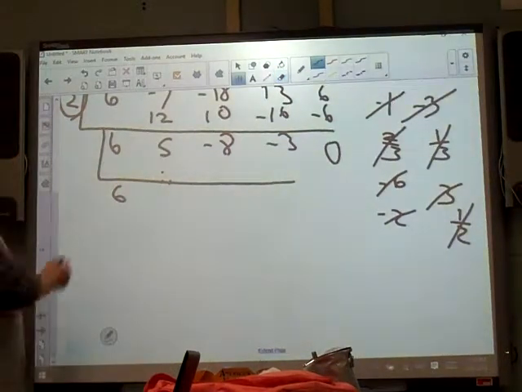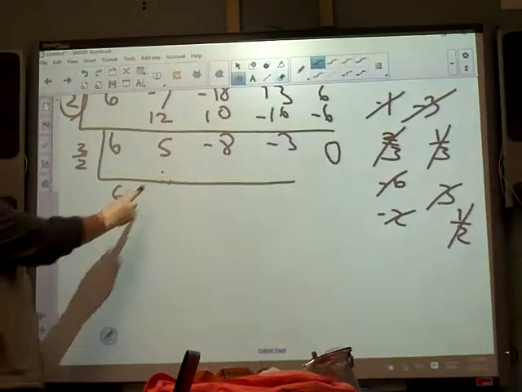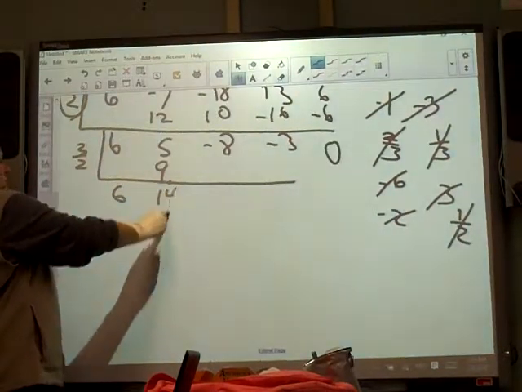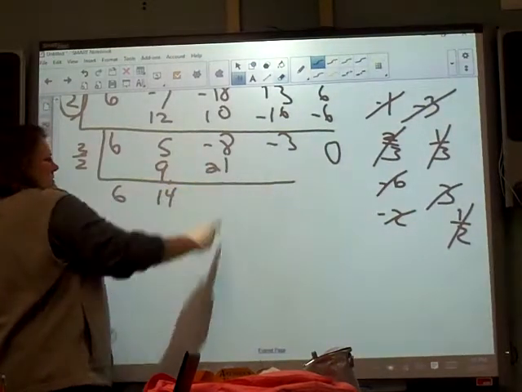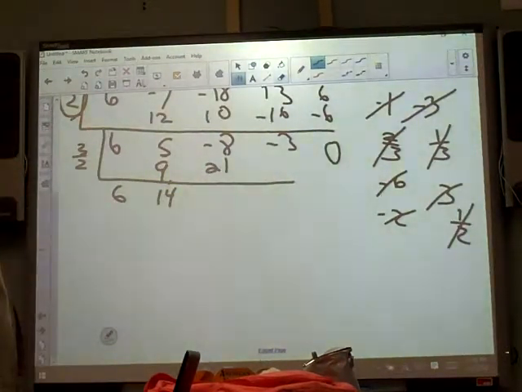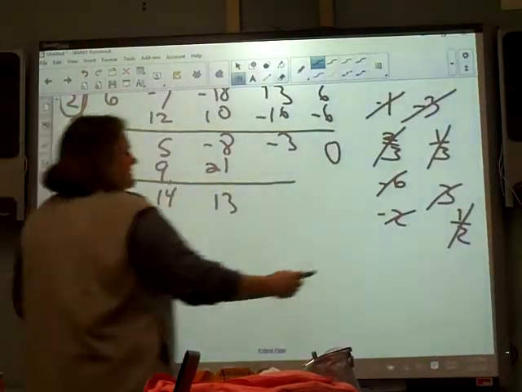3 halves. That is 9. 9 and 5 is 14. That is 21. Is that 13? And that's not 3. So 3 halves is out.